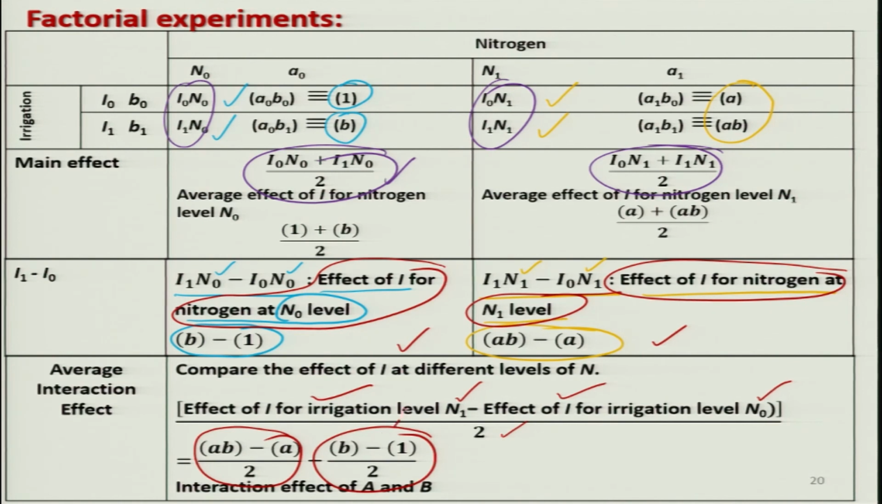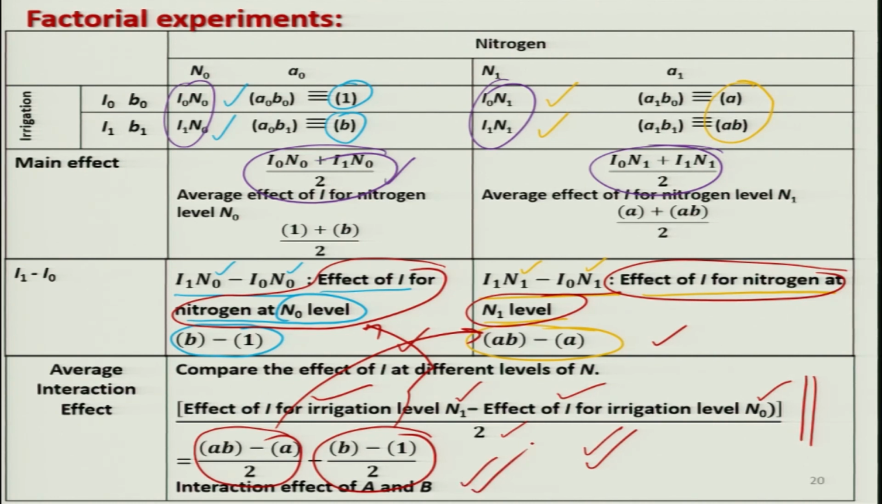right, from here and from here. And what is this going to give you? If you try to see, this is the effect of irrigation as well as the effect of nitrogen. So, irrigation is at 2 levels, I0 and I1, nitrogen is at 2 levels, N0 and N1, and now you are getting a quantity which indicates the joint effect of the 2 levels of irrigation and the 2 levels of nitrogen. So, can you consider it as the interaction effect of A and B?